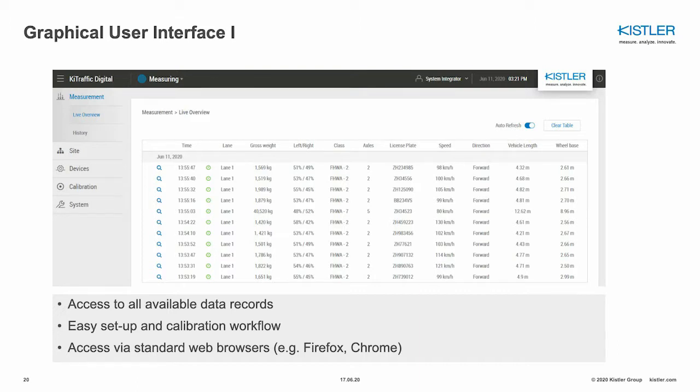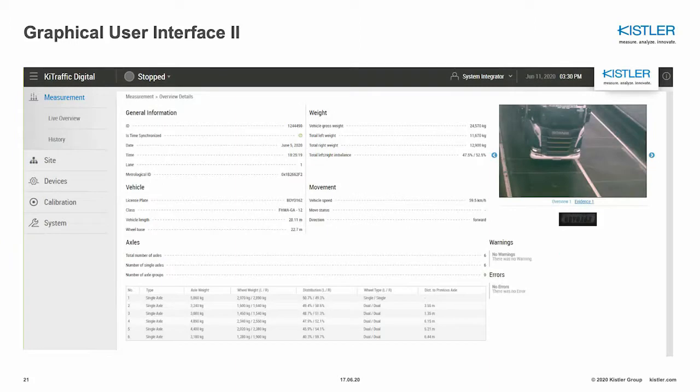With this graphical user interface, you have easy access to all available data records and can access this user interface via standard web browsers like Firefox or Google Chrome. So there's no software that needs to be installed on your PC locally. On the graphical user interface, you also have access to each single vehicle data record which is stored on the system. Let's take a look here at just one example.